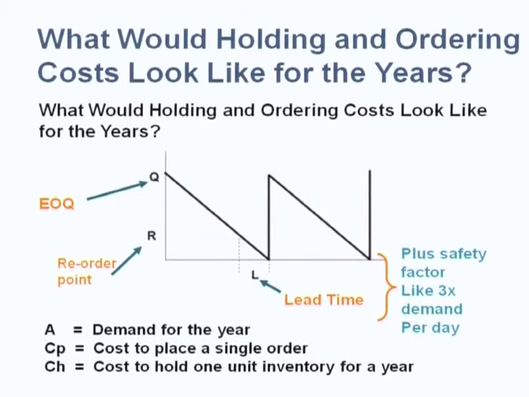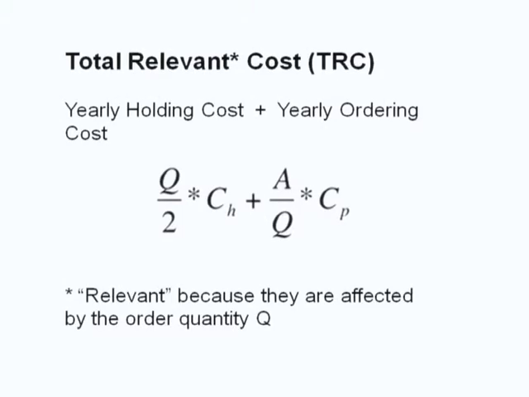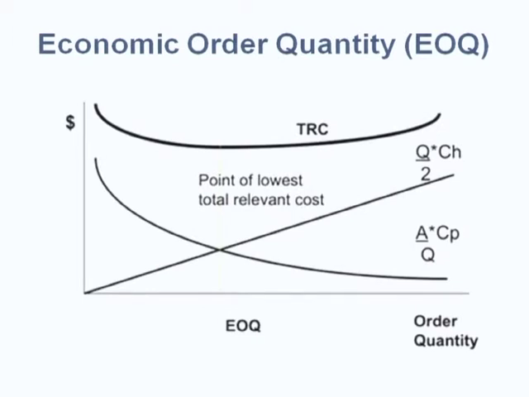Let's assume A is the demand for the material or inventory for the year. So you try to minimize the total cost. This is the average total cost per year: Q divided by 2 multiplied by CH, plus A divided by Q multiplied by CP. So you can draw the line. TRC is the total cost, and the bottom of the TRC is EOQ, the order quantity that you need to order in order to minimize the total cost.